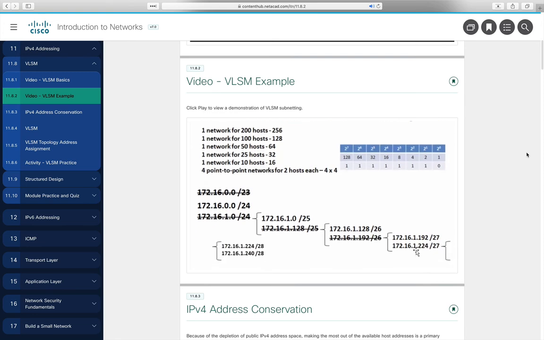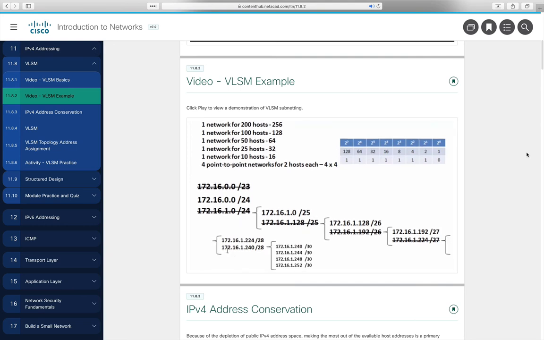To do this, we take the 224/27 subnet, change the subnet mask from /27 to /28, and now I have two smaller subnets. From here, I take the second of these two 16-host subnets. I only need one. The second one I'll use for 4 subnets of 4 hosts each. So now instead of the 240/28 subnet, I have the 240/30, the 244/30, the 248/30, and the 252/30 subnets.